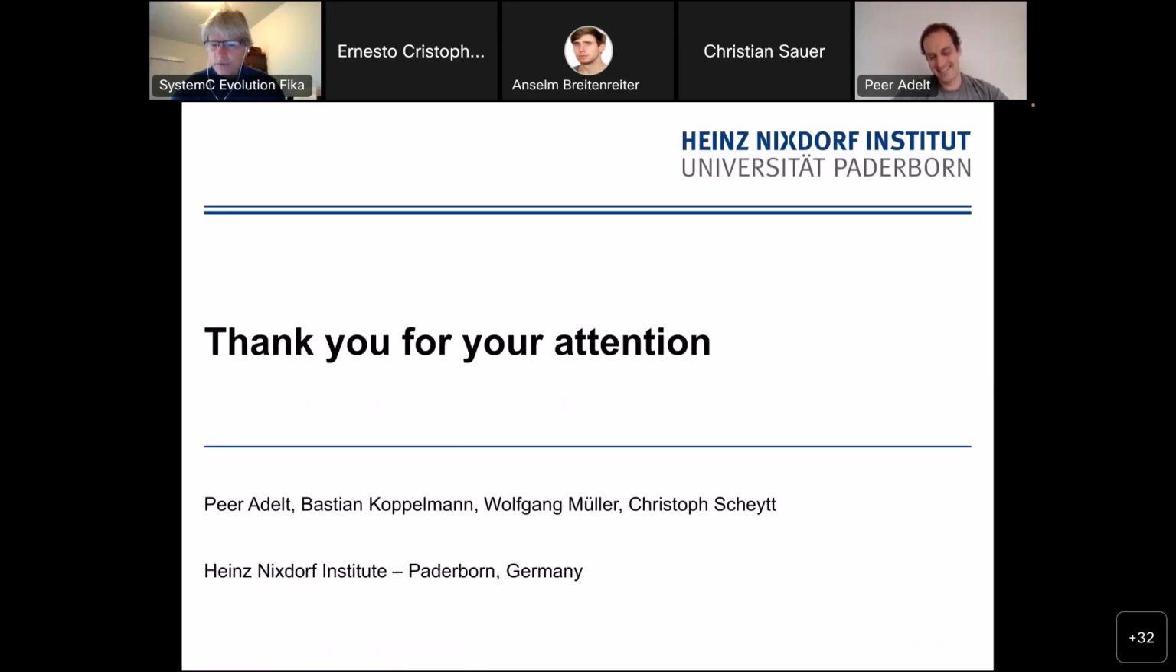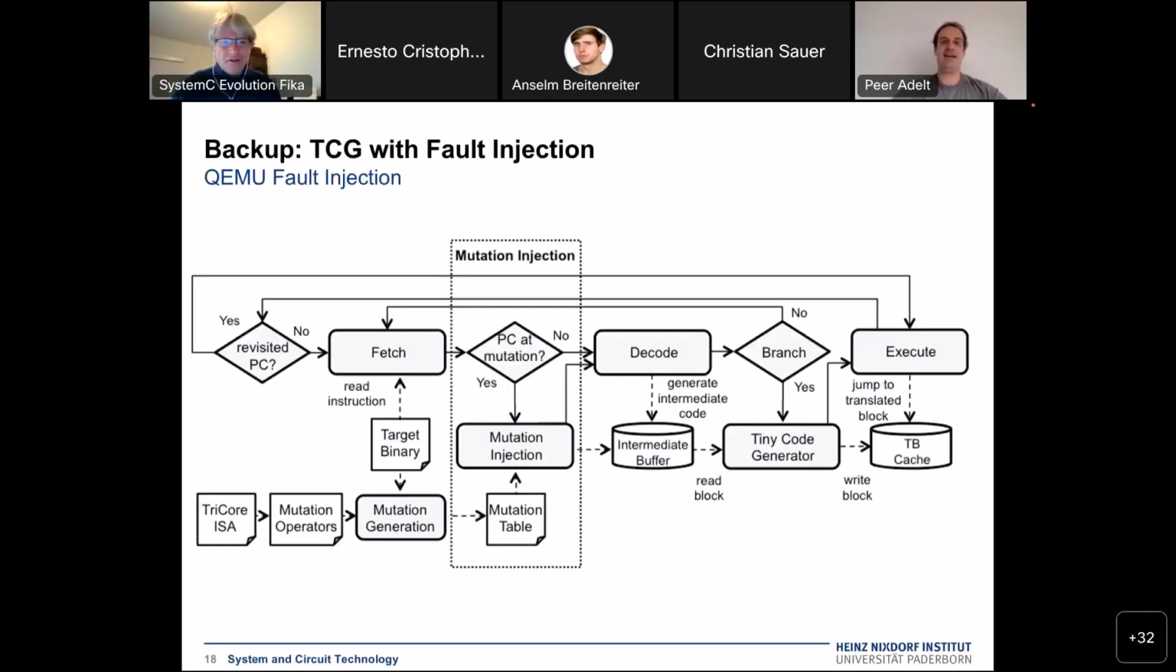Yeah, I can start. I put a question here in the chat. I was just curious if you modify the QEMU in some way. When you translate a faulty instruction, do you also generate a faulty x86 instruction, or how does that work? Yeah, I expected such a question.